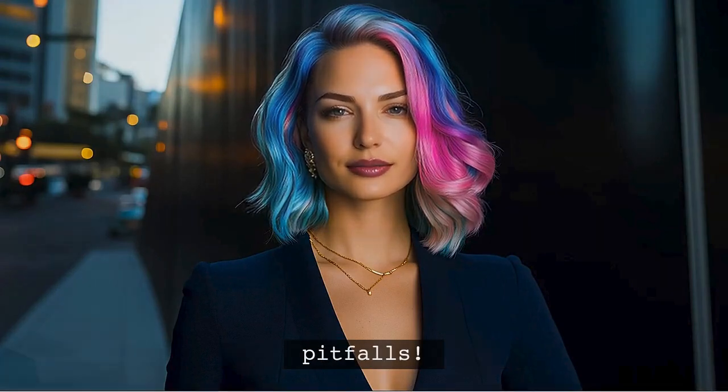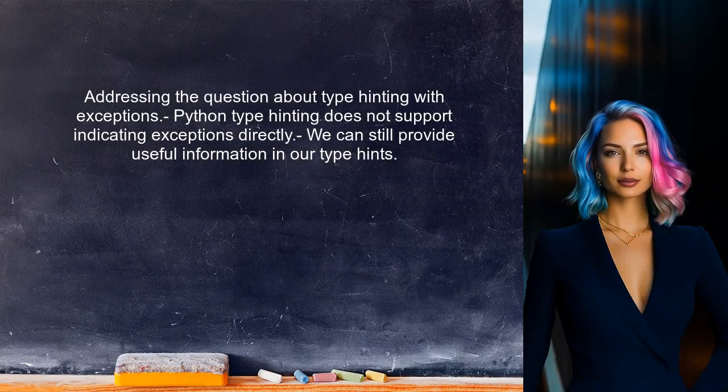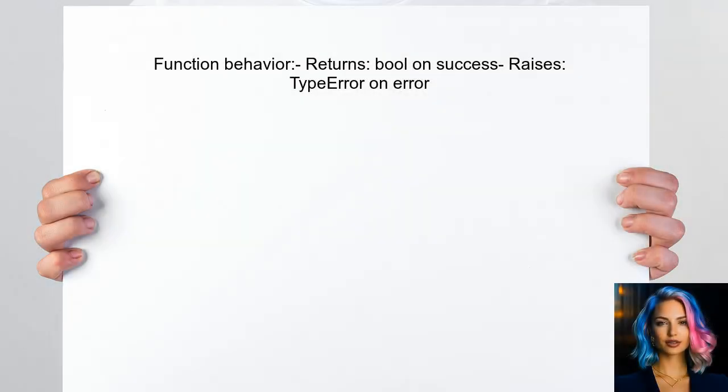and avoid common pitfalls. To address the user's question about type hinting with exceptions, we first need to clarify that Python's type hinting does not directly support indicating exceptions. However, we can still provide useful information in our type hints. The user has defined a function that returns a Boolean value when successful, but raises a type error when there is an error. In this case, the function's return type should reflect the successful outcome.